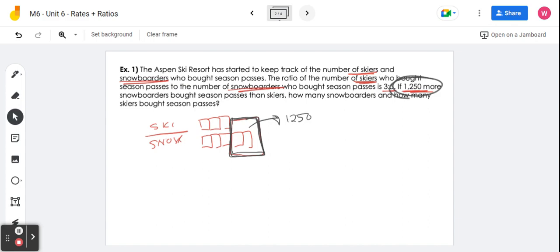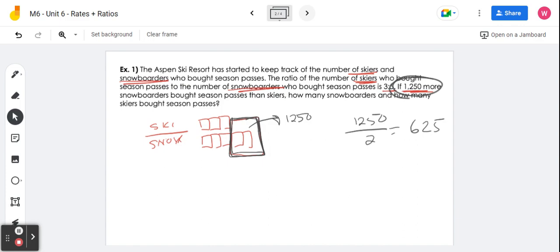This is our Dora the Explorer moment. Yeah, you're right. We would take this 1,250 and divide it by 2. And when we do so, that's equal to 625. So that means each one of these pieces of tape is representing 625 people, whether it be snowboarders or skiers.